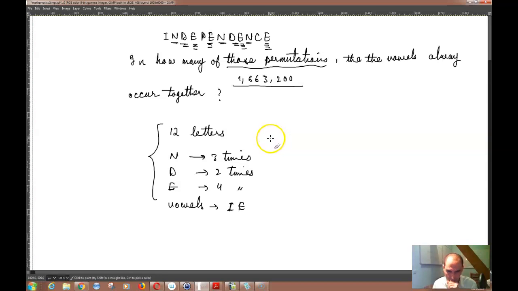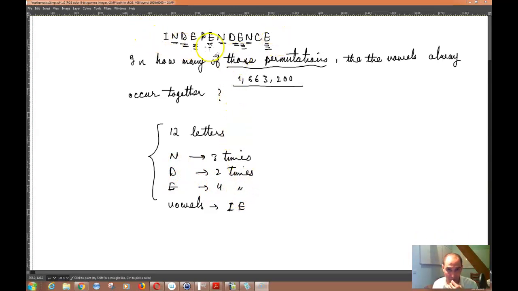So now what we want to do, in order to understand how many of these permutations the vowels always occur together, basically all the vowels that I have in this word are one I and 4 E's, right?